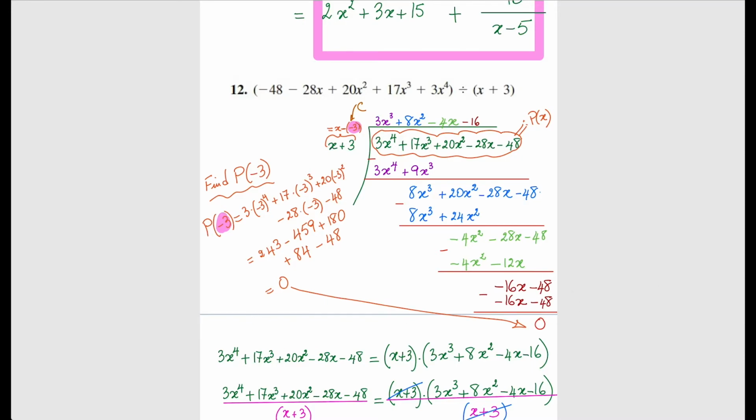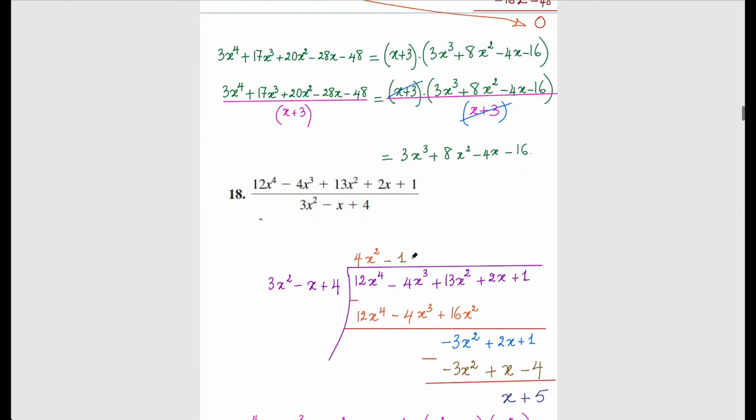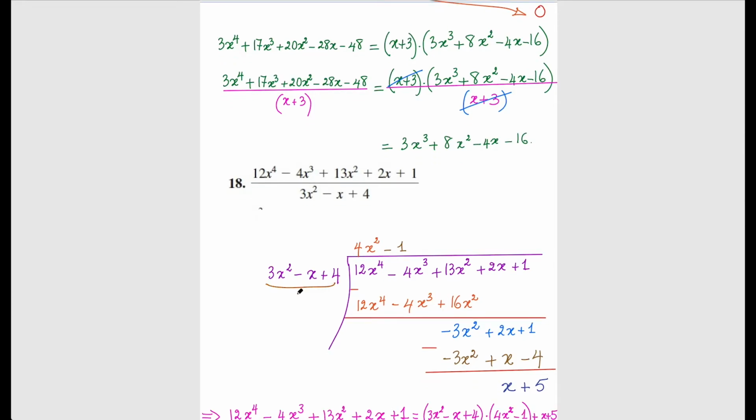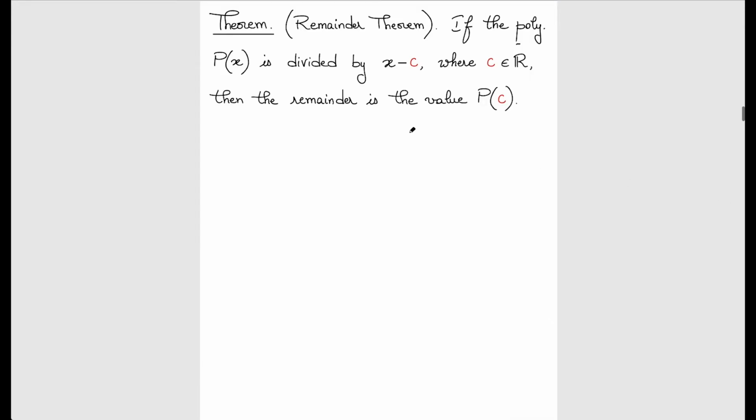Okay? Alright. Keep in mind that for number 18, for example, this is not applicable because I'm not dividing by x minus a constant. I'm dividing by a second degree polynomial. This only holds when you are dividing by a first degree polynomial with coefficient 1. Okay? When you are dividing by x minus c. Okay? So again, this is the theorem. If you are dividing by x minus c, then the remainder is going to be p, the polynomial, evaluated at this number c. Okay?